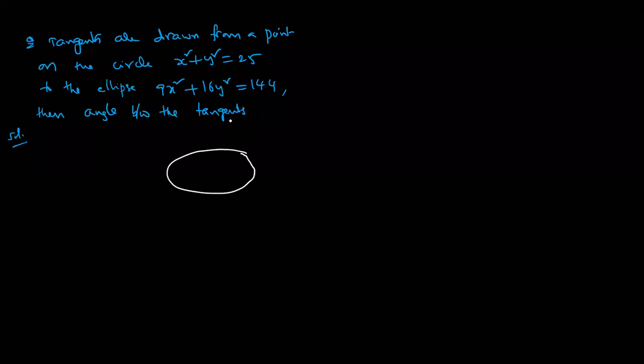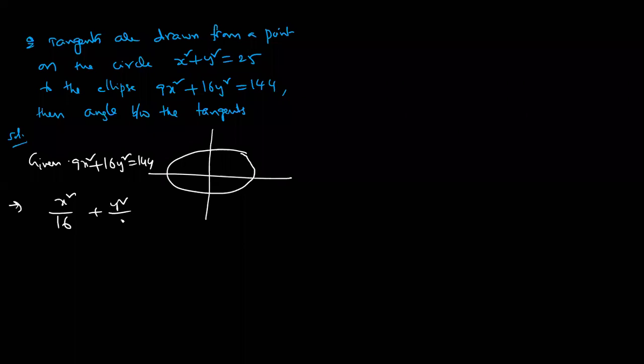See, both are having the same center. So, given 9x square plus 16y square is equal to 144, divide by 144 on both sides: x square by 16 plus y square by 9 is equal to 1. A greater than b. This is (4, 0) and this is (0, 3). That means the circle is outside, so choose any one point P. So from this point, we have drawn two tangents to the ellipse.